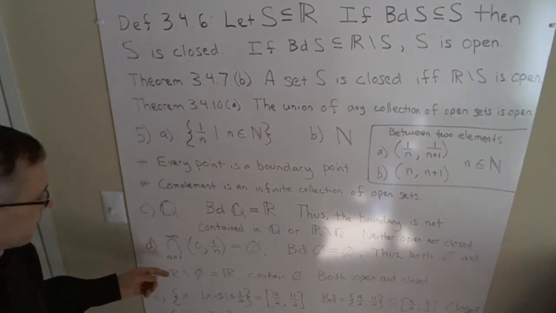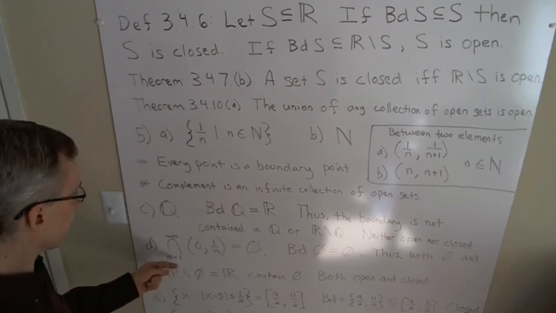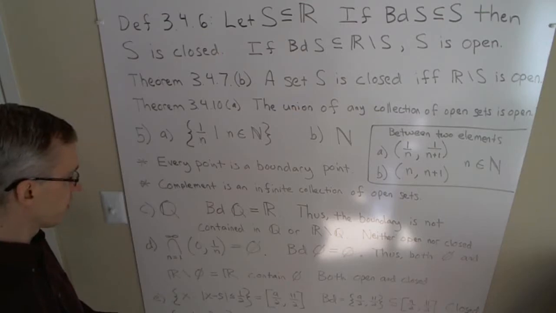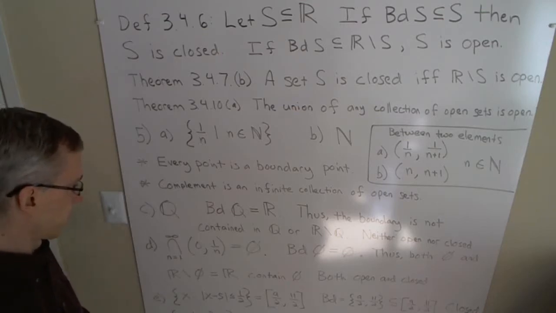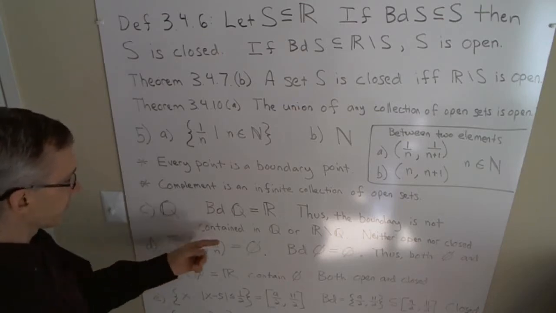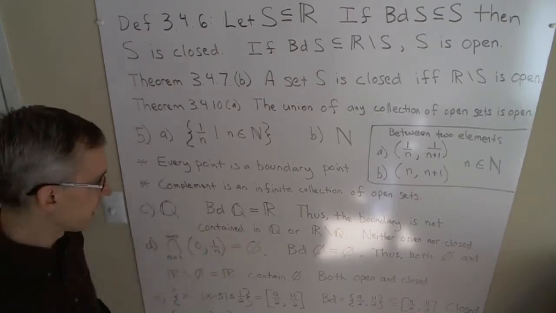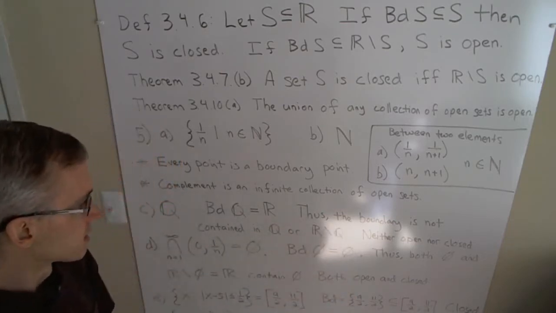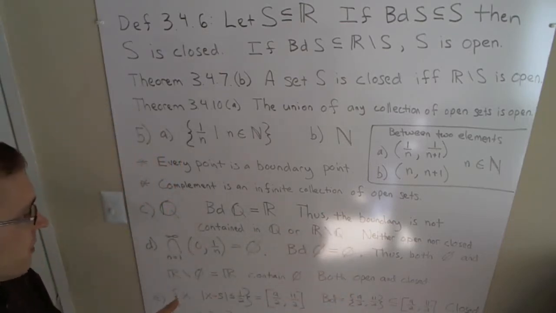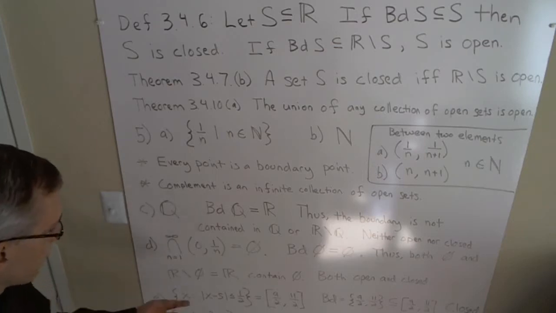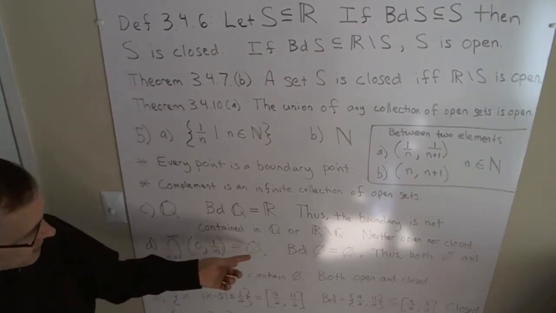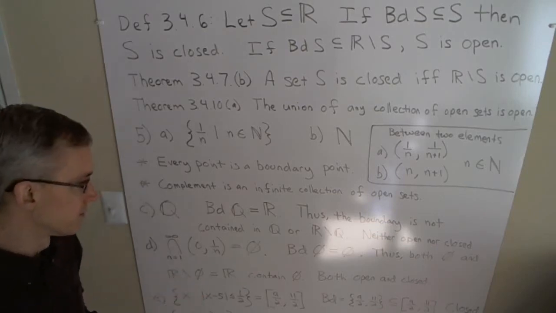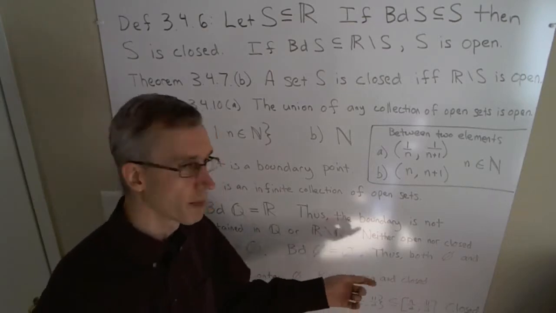In part D, we have the infinite intersection of this interval between 0 and 1 over n. When you take the infinite intersection, there's nothing in it. You have the empty set. The boundary of the empty set is the empty set. So clearly, the empty set contains the boundary. The complement of the empty set is the reals, which contains the empty set. So the boundary is contained in this complement as well. Therefore, this set is both open and closed.